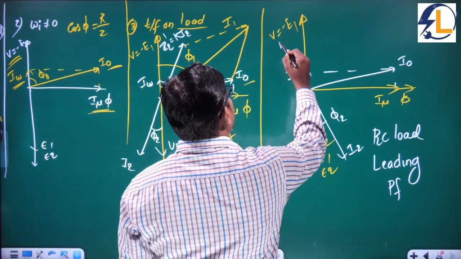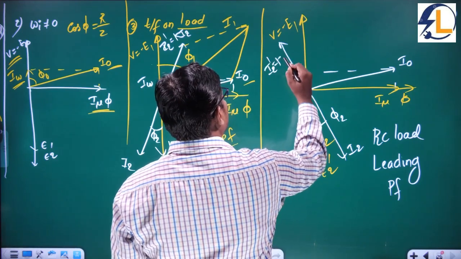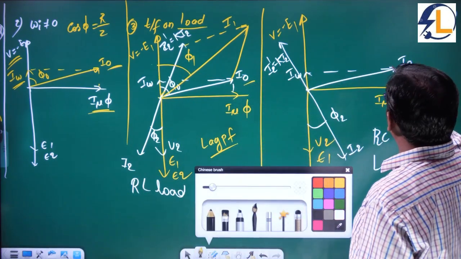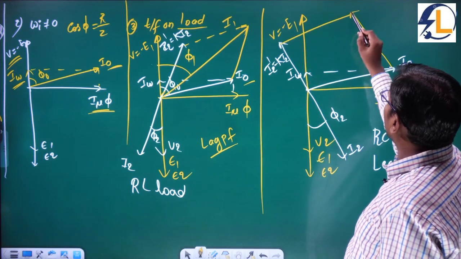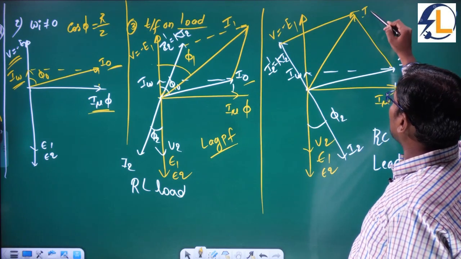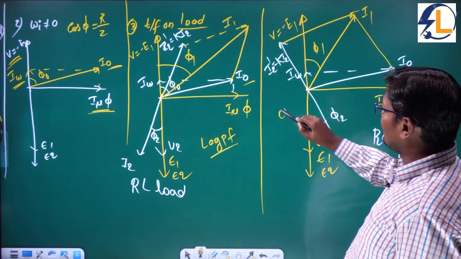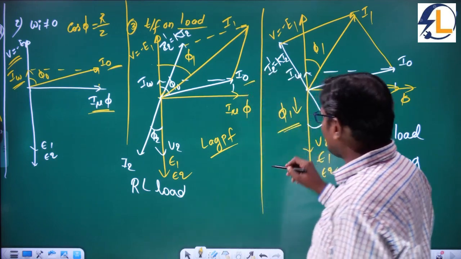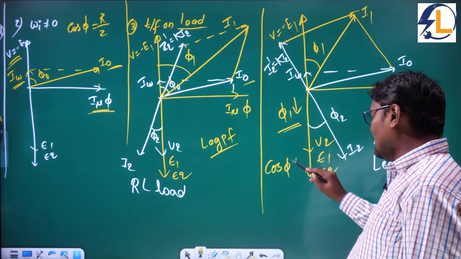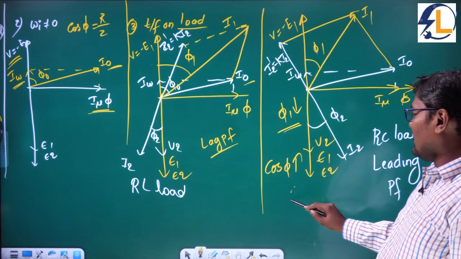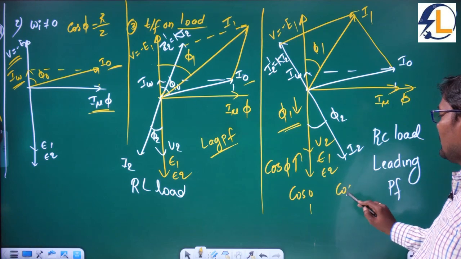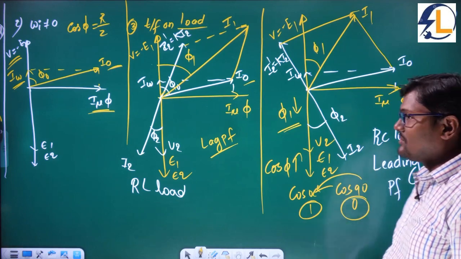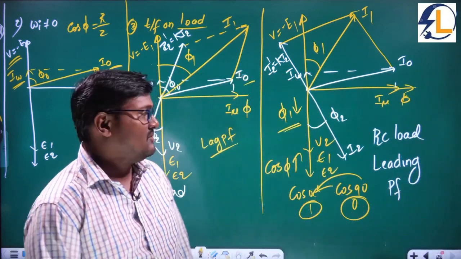So I2 dash, where is I2 dash here? I2 dash is equal to K times of I2. So add these two phasors now. Draw a line which is parallel to this one, and then you will get the primary current. Now the angle decreases. What is our conclusion? With the leading power factor, the primary power factor angle decreases and the cos of the angle increases. Why, sir? Cos 0 is how much, sir? 1. But cos 90 is how much, sir? 0. The angle decreases, but the magnitude value increases.